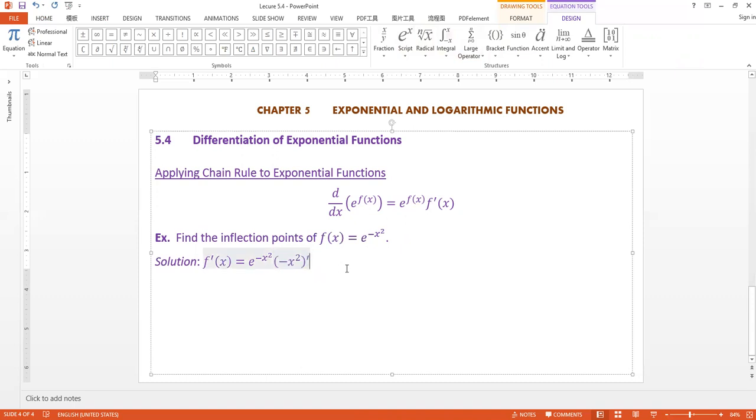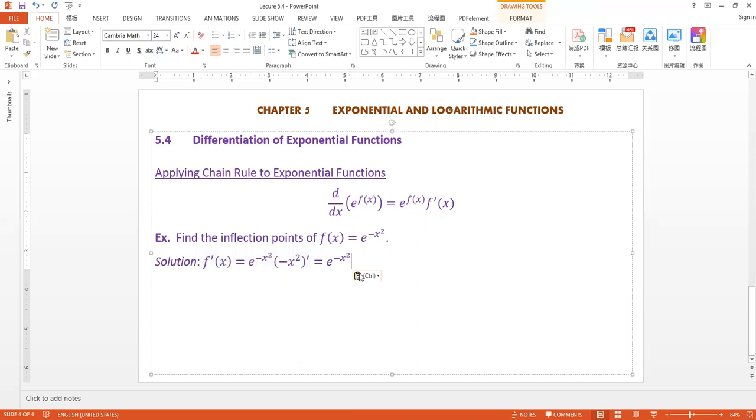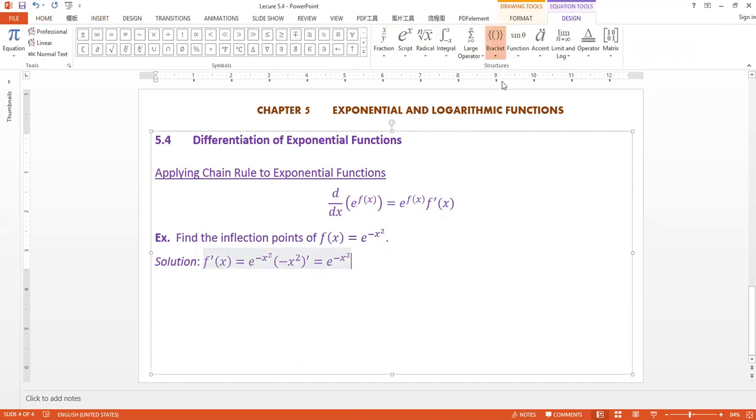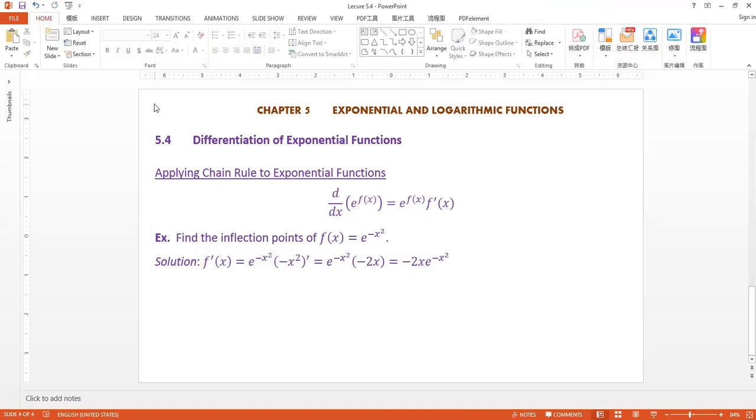And we know negative x squared prime is just negative 2x. The derivative of x squared is 2x. So that's e to the negative x squared times negative 2x. But we can put negative 2x in front. That's negative 2x times e to the negative x squared.